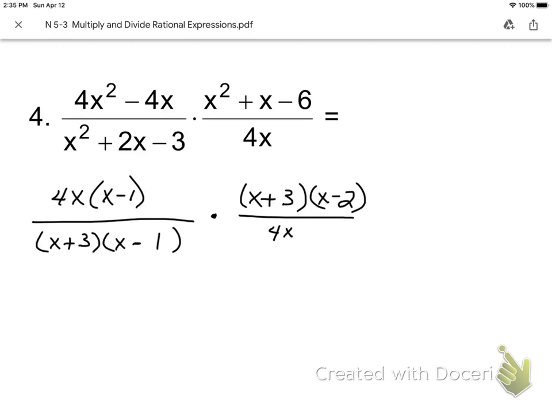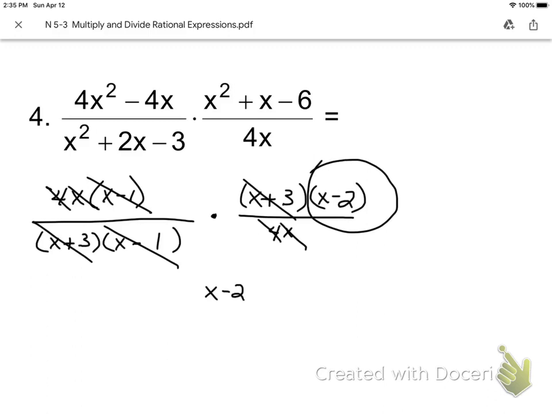All right, so the 4's cancel. Now we go to canceling out. We've got everything factored. The x's cancel. An x plus 3 cancels. And remember, it has to be one numerator, one denominator. You don't cancel them both from the denominator or both from the numerator. One from top, one from bottom. And then the x minus 1 has a matching factor in the denominator. So the one that's left that we didn't cancel out is the x minus 2. So the answer is x minus 2.